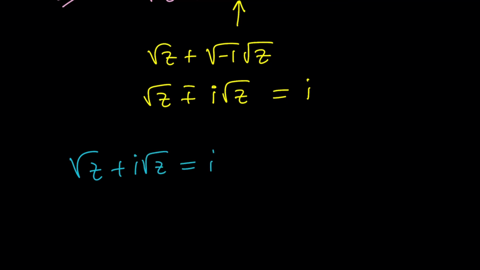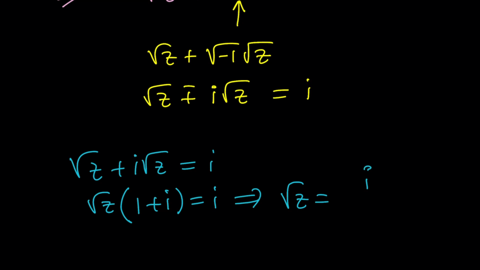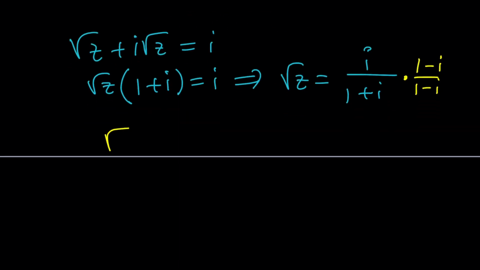And now we're going to take out square root of z. That's going to give me 1 plus i. And then I'm going to divide both sides. Square root of z can be written as i over 1 plus i. And then I can do the conjugate, 1 minus i, 1 minus i. And then from here, square root of z is just going to be i minus i squared divided by 2. i squared is negative 1, so it's going to be 1 plus i divided by 2.